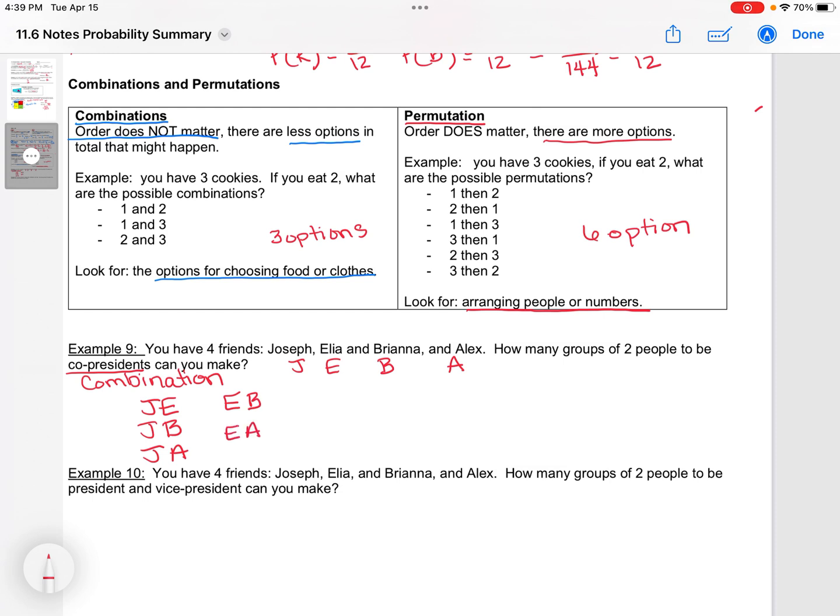And then when I do Brianna, I already did Brianna and Joseph. I already did Brianna and Elia. So I can do Brianna and Alex. And so that's it. That's all the possible combinations of co-presidents. Because if I switch the order, they would count as the same thing I already listed. So I have 1, 2, 3, 4, 5, 6 possible combinations.